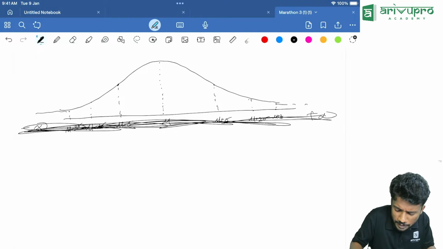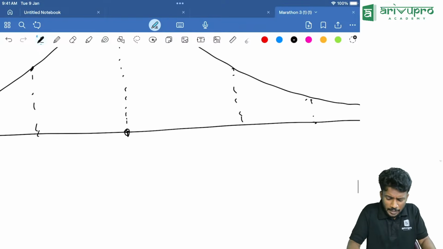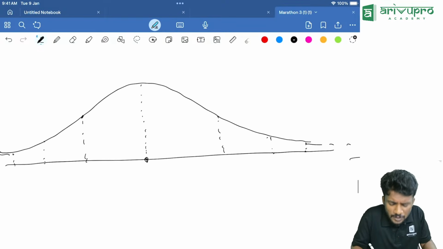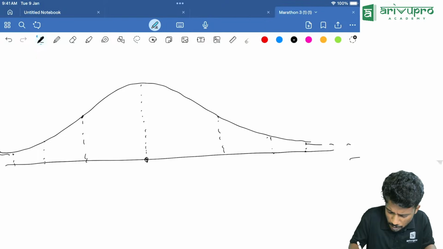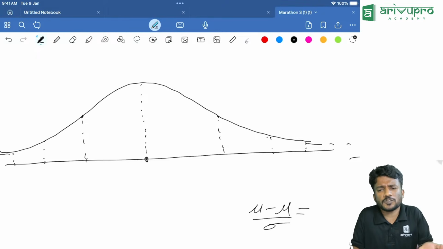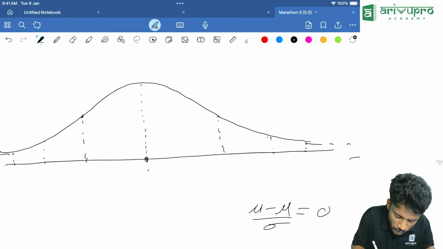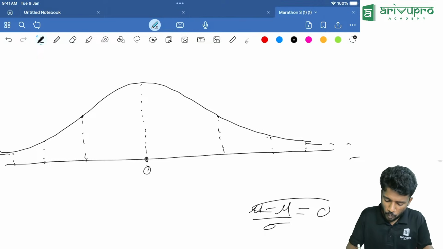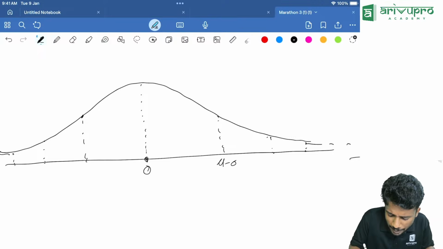Now I am erasing these points. Here the x value was mu, right? So it will become (mu minus mu) divided by sigma. Any number minus the same number is 0. So this point is 0. Then we go to the next point. This point was mu minus sigma.